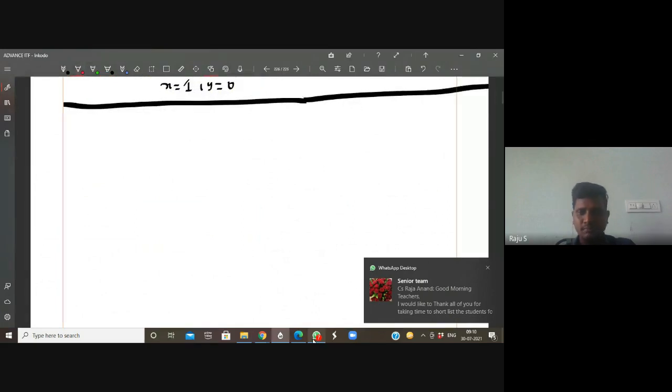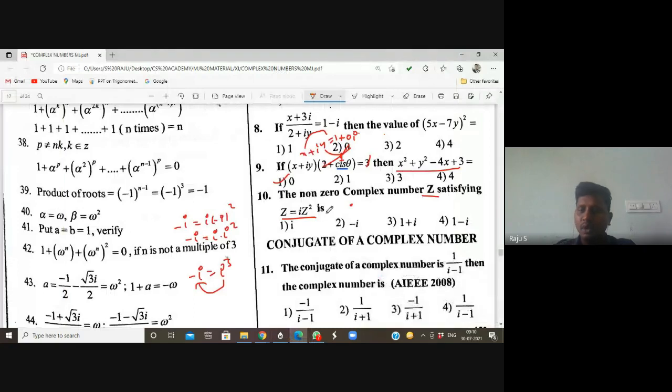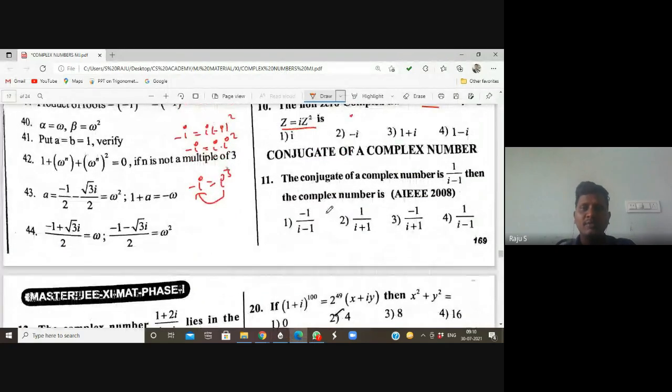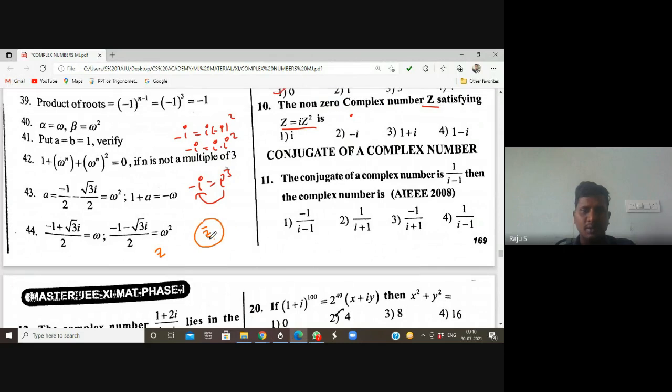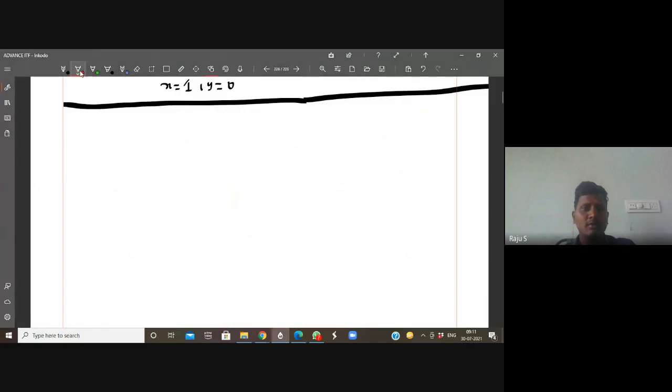Next. Conjugate of a complex number. The conjugate concept we know very well. Z is a complex number. The conjugate of Z is denoted by Z bar. Z is x plus iota y, and what is the Z conjugate? x minus iota y. Like that. So the question asks for the conjugate of the complex number 1 by iota minus 1. So let us take that Z is equal to 1 by iota minus 1. We need to find the conjugate of this number. For that, first what shall we do?